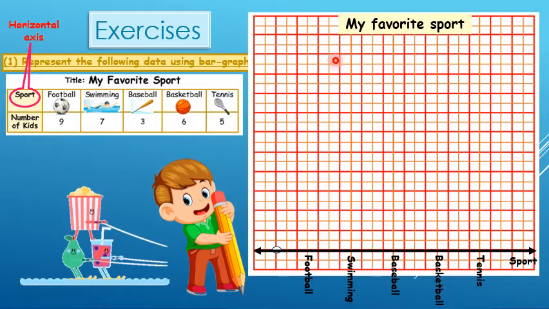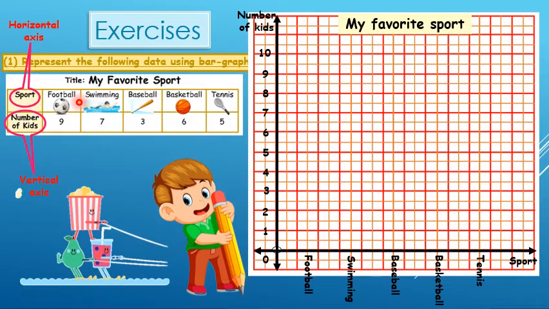On our vertical axis, it will be the second row, which is number of kids, and write down here number of kids. And what is the scale? If you notice these numbers, we have 9, 7, 3, 6, and 5. We have no sequence, no pattern. Then the scale of this axis will be by 1. We'll label this axis by 1, beginning from 0, 1, 2, 3, 4, 5, 6, 7, 8, 9, 10. Then we will go to represent this data on this grid.